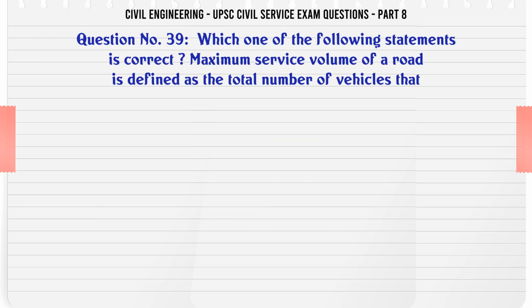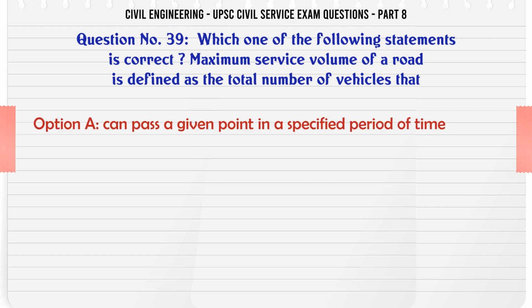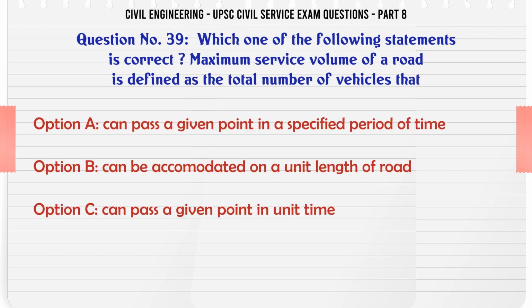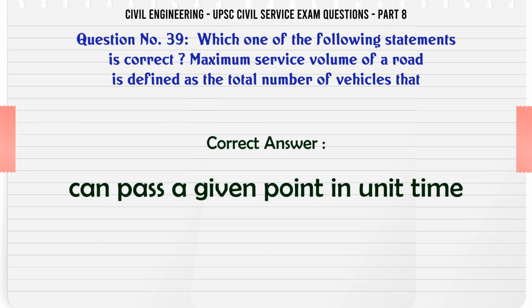Which one of the following statements is correct? Maximum service volume of a road is defined as the total number of vehicles that A. can pass a given point in a specified period of time. B. can be accommodated on a unit length of road. C. can pass a given point in unit time. D. none of the above three. The correct answer is can pass a given point in unit time.